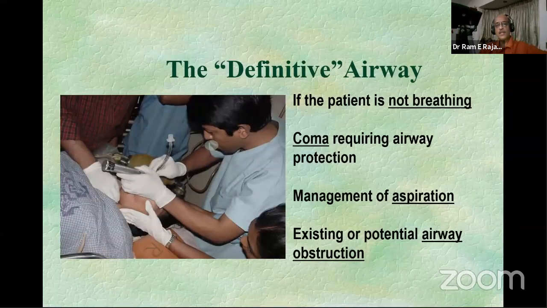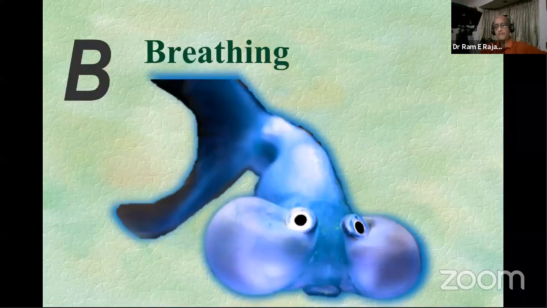So I think we need to understand that the need for a definitive airway in many of these patients is not just in the one who is not breathing, or the patient who is comatose and potentially requiring airway protection, or for that matter, for managing aspiration or anything of that sort. We should be very careful about worrying about existing or potential airway obstruction. Potential airway obstruction is classically illustrated in this particular situation where I took a patient with a corrosive poisoning. And I think we should anticipate that before we look at airways and management in these kinds of situations.